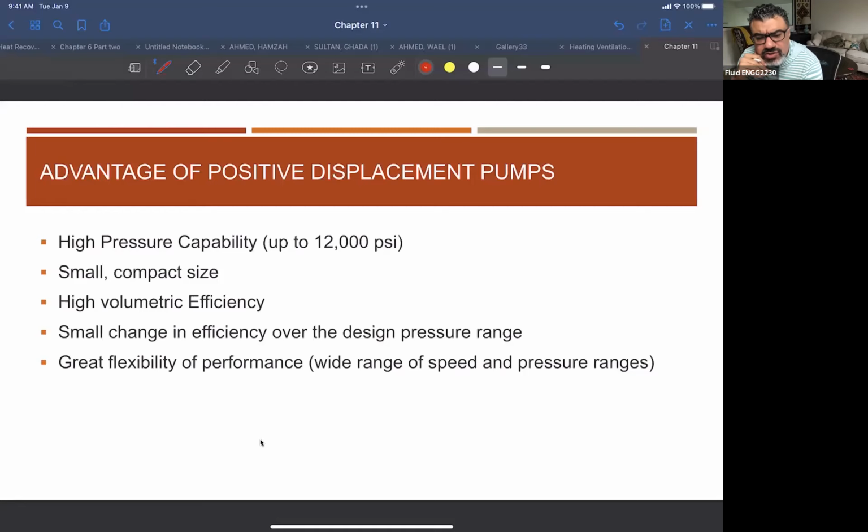Small changes in the efficiency over the design ranges. So most of these pumps operate at approximately constant efficiency for all ranges of operation, and it has great flexibility for performance. For example, if you rotate the motor at different speeds, you get high flow rates, right? And you know for sure that this is the flow rate going outside because it's a positive displacement. There is no accumulation or any internal recirculation of this fluid inside, okay?